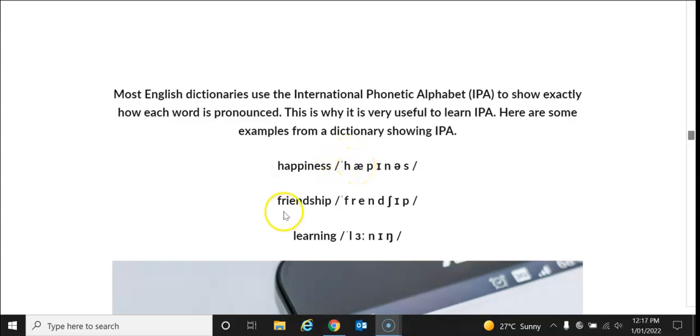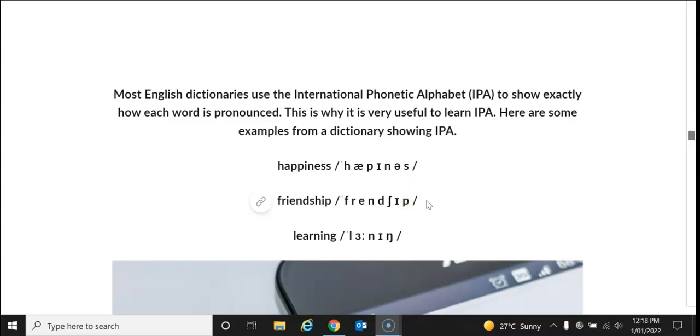Let's look at the second one, friendship. So if we look at the IPA symbols next to the word, we have f, e, n, d, sh, I, p. Friendship. Again, the syllable stress is indicated by the number 1 there, showing you that the stress is on the first syllable, which is the e. So we say friendship, friendship.